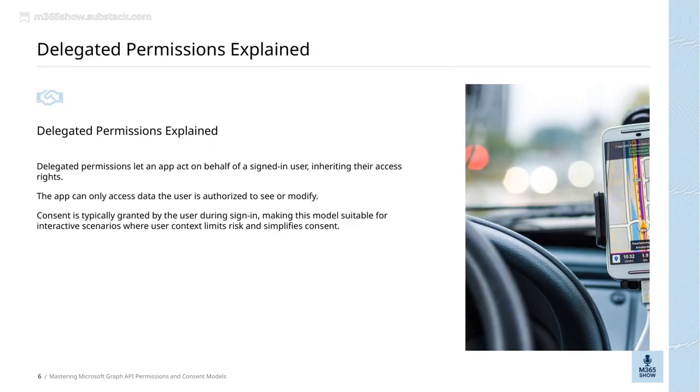Delegated permissions let an app act on behalf of a signed-in user, inheriting their access rights. This means the app can only access data that the user is authorized to see or modify, ensuring a level of security and control. Typically, consent is granted by the user during sign-in, which makes this model ideal for interactive scenarios. Because the user is involved in granting access, this approach helps limit risk and simplifies the consent process.